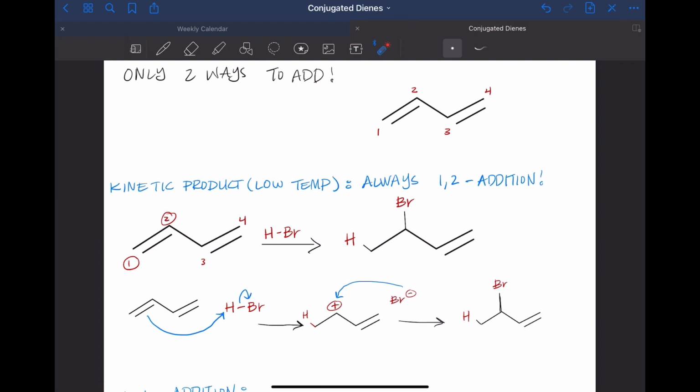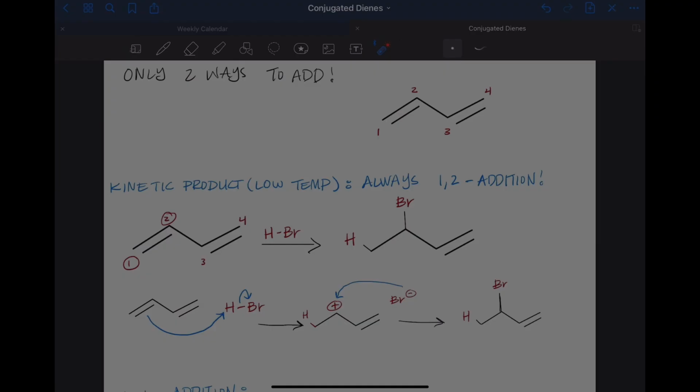And this kinetic product is important because it's the low temperature product, which means that at low temperatures, our molecule is forming whatever is easiest for it to form, and that is where our double bond is lost between carbons 1 and 2, and we form a carbocation at carbon 2, and our bromine attaches at position 2.